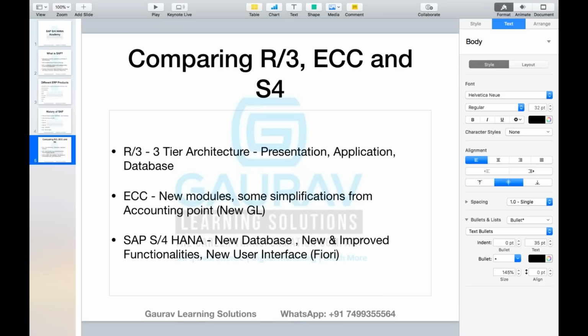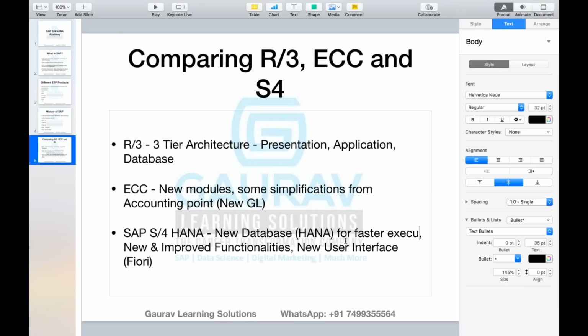When we say new database, it is HANA. So HANA is a database. Fiori is a user interface. And then apart from HANA and Fiori, there are some new and improved functionalities in each and every module that SAP S4 HANA provides. So ultimately, why a new database? The new database is introduced for faster execution. What faster execution? Let's take an example. I think you will be able to correlate.